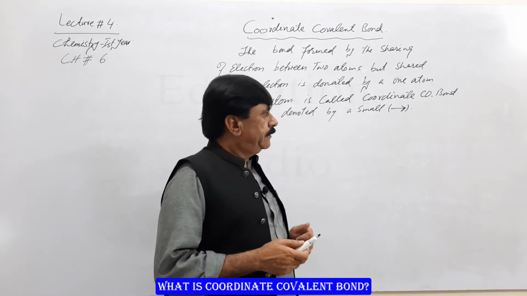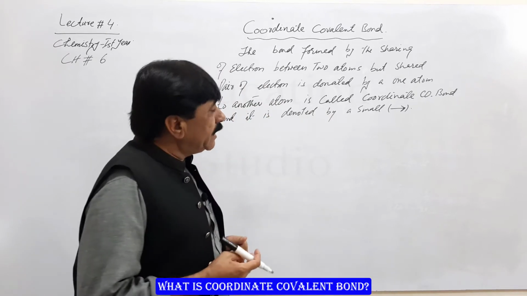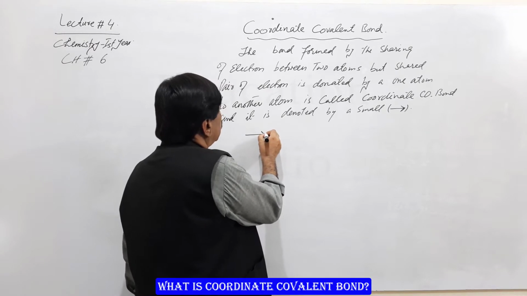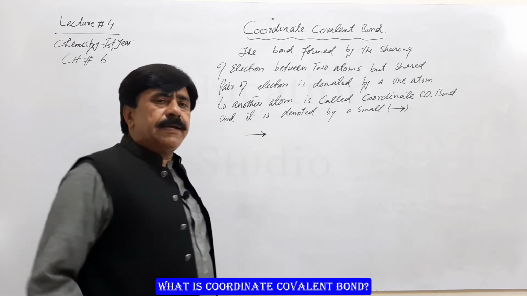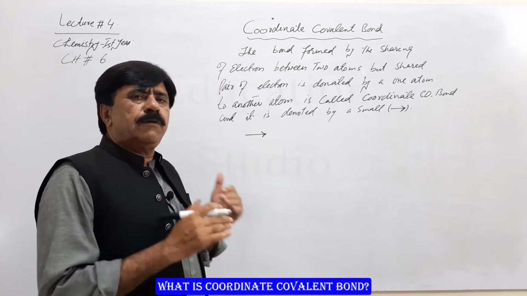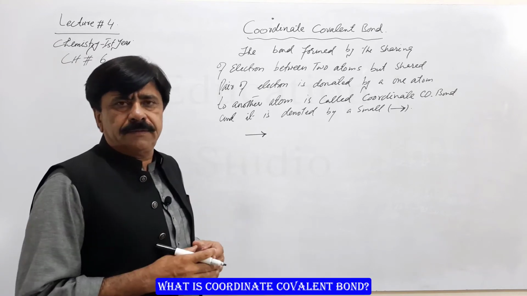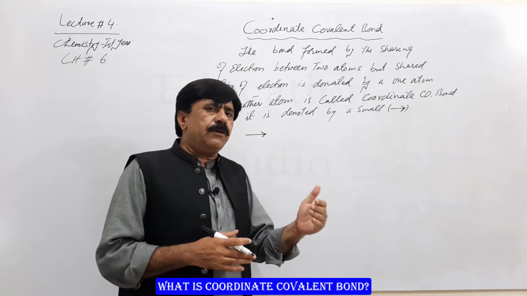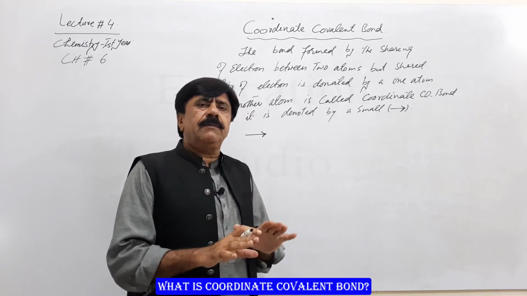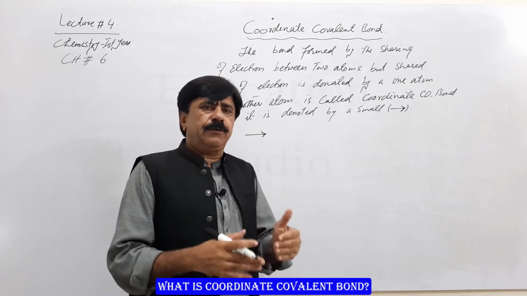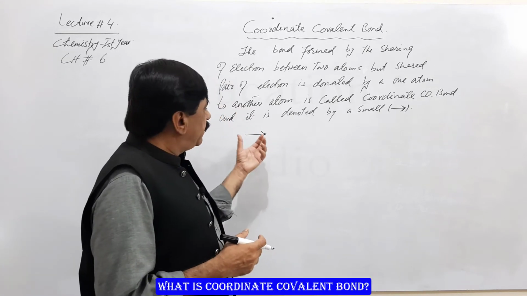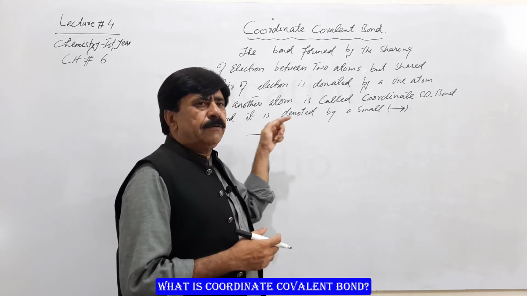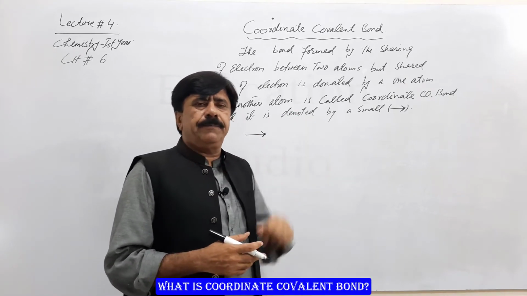The direction of the arrow indicates the direction of the donation of the electron pairs, that is, which atom is donating the electron pair and which atom is accepting it. So the head of the arrow indicates the direction of the donation of the electron pairs.